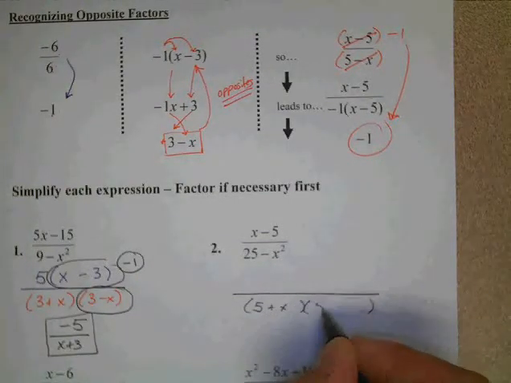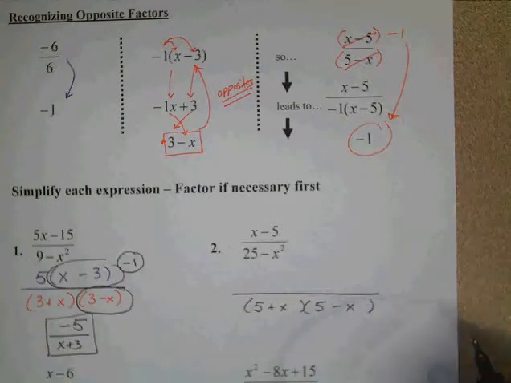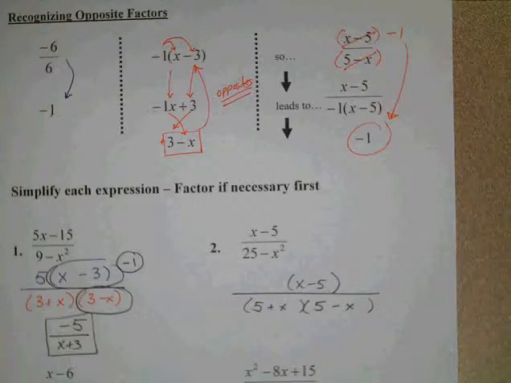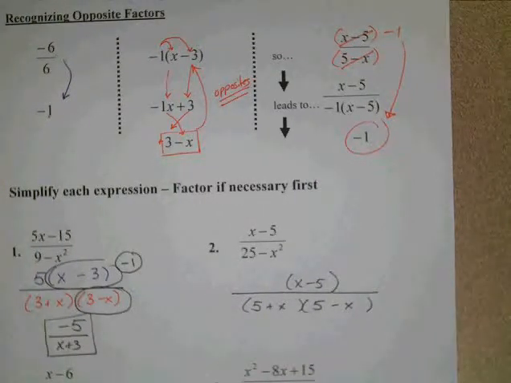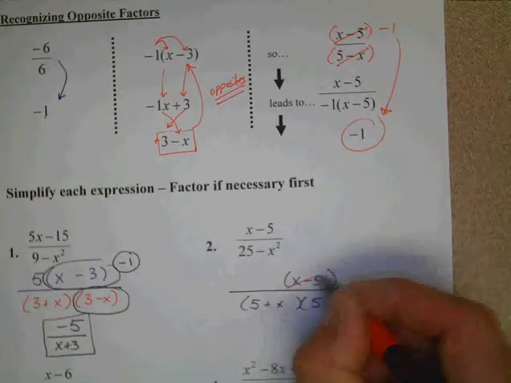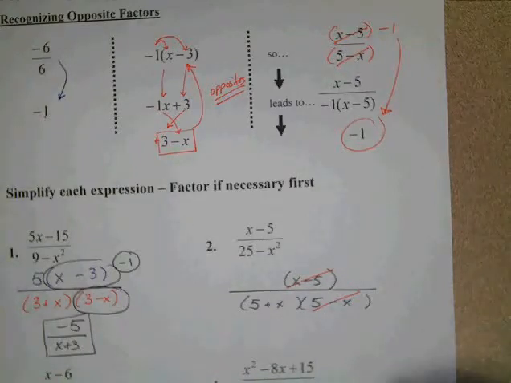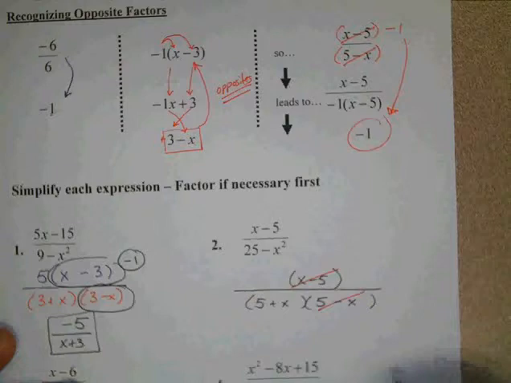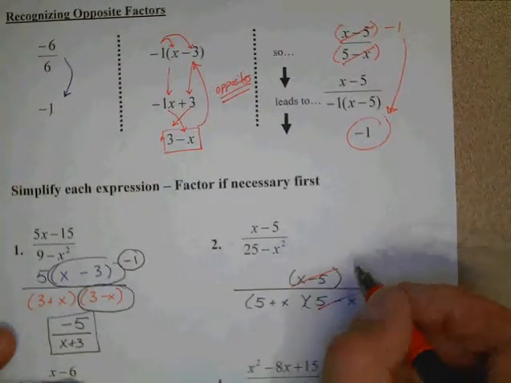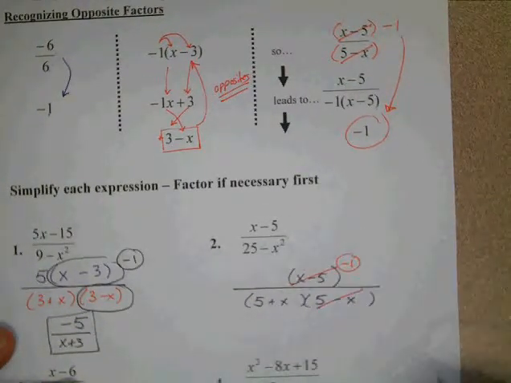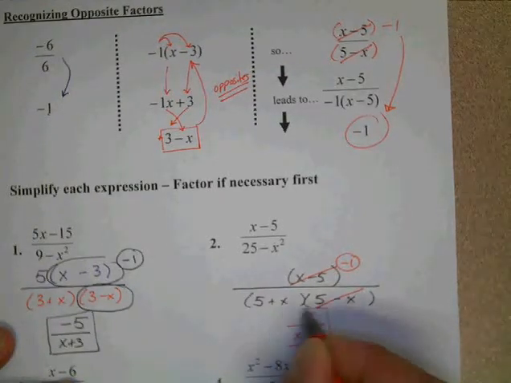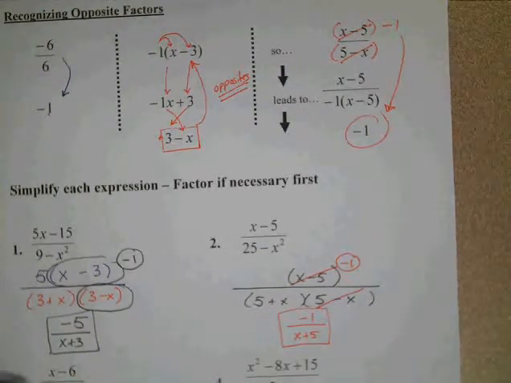Hopefully he said 5 minus x and 5 plus x. On the top we have x minus 5. What cancels here? Alright, the x minus 5's cancel. What do the x minus 5's cancel to? Noah? Come on, Noah, look up. Alright, they cancel to a negative 1. Good. And so we get negative 1 over x plus 5. Alright, so there's our second one all done.